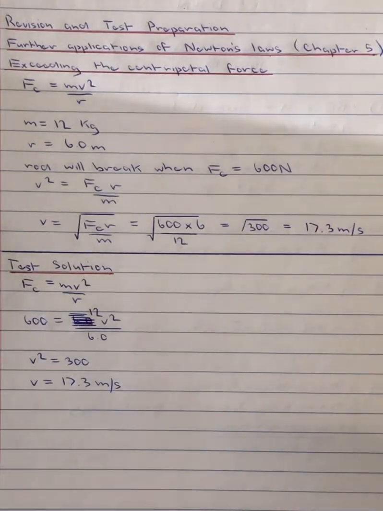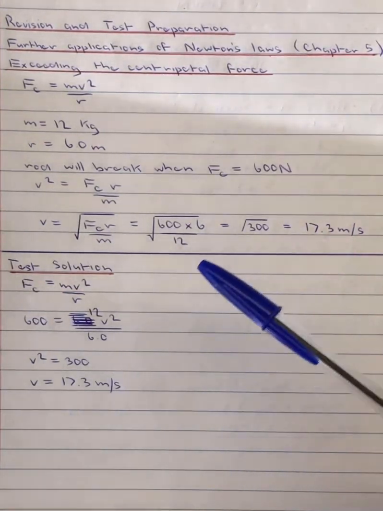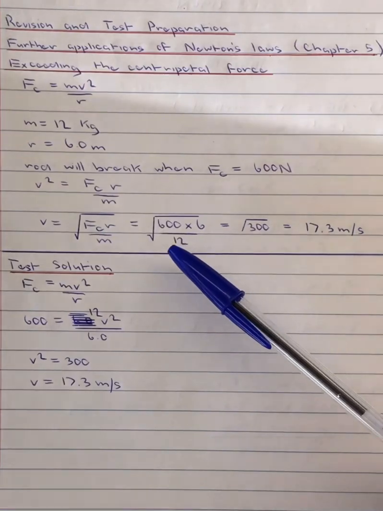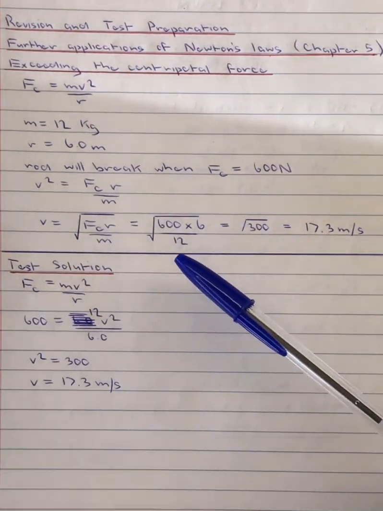So basically, the only reason that a test solution is different from the way I would normally work out the problem, say if I was explaining it to someone, is to save time. And this is the quickest way I find to solve this problem.